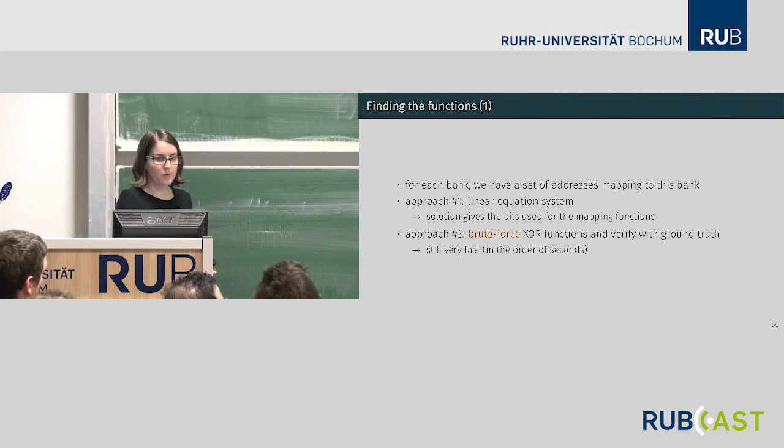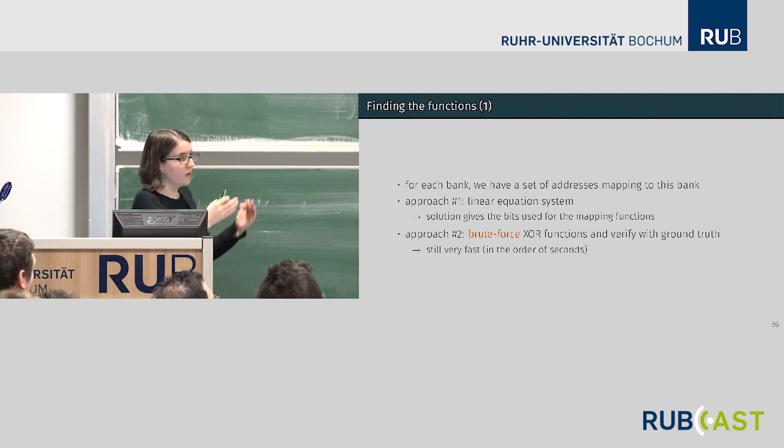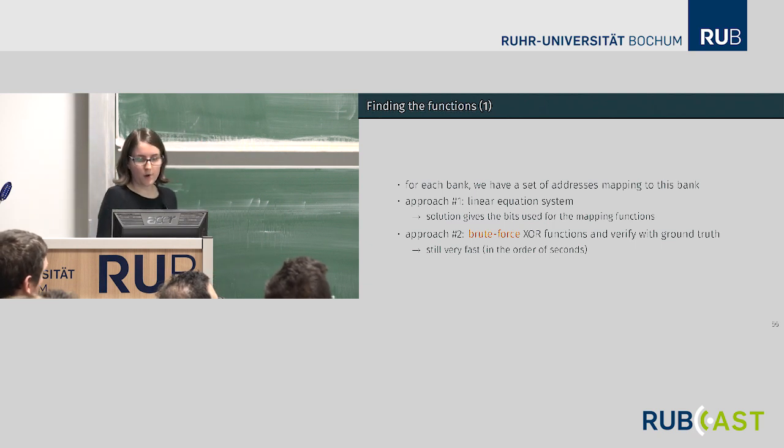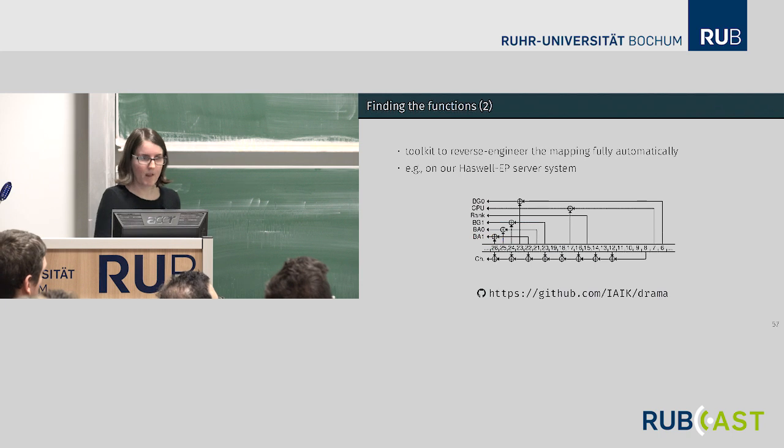Then you have approach 2 that actually works well. You can just brute force all the functions and then verify with the ground truth whether it's correct or not. And then you have the right function. It sounds tedious, but it was quite fast, in the order of a few seconds, to find the correct functions. So that gives us a toolkit to reverse engineer the mapping fully automatically.